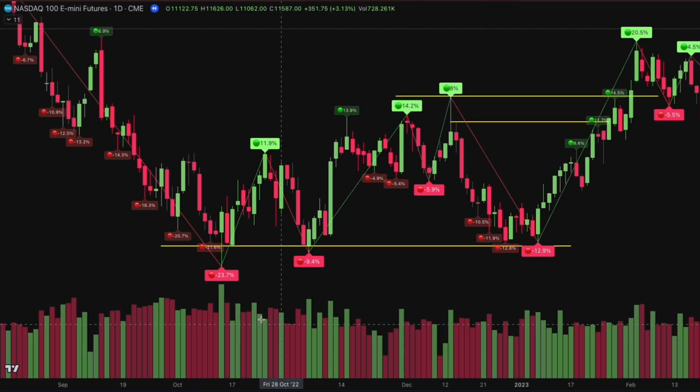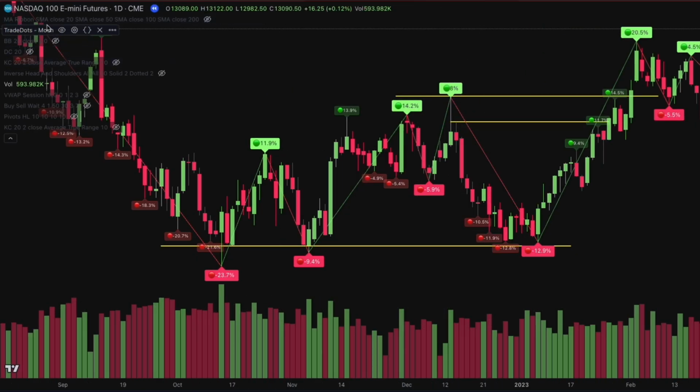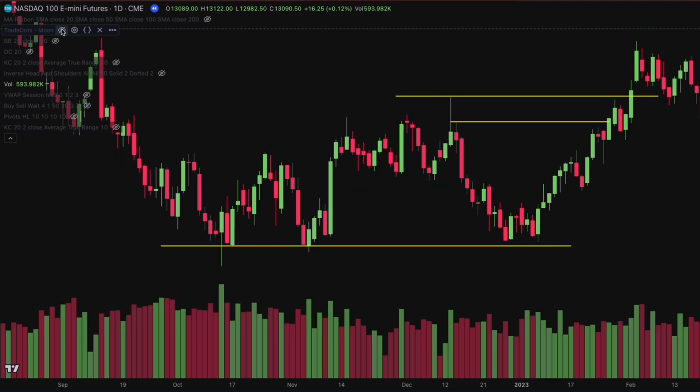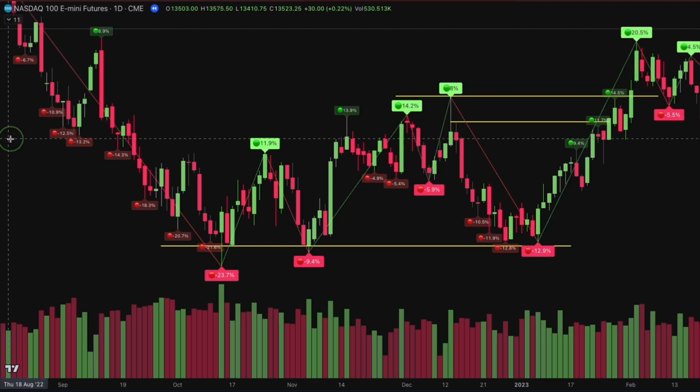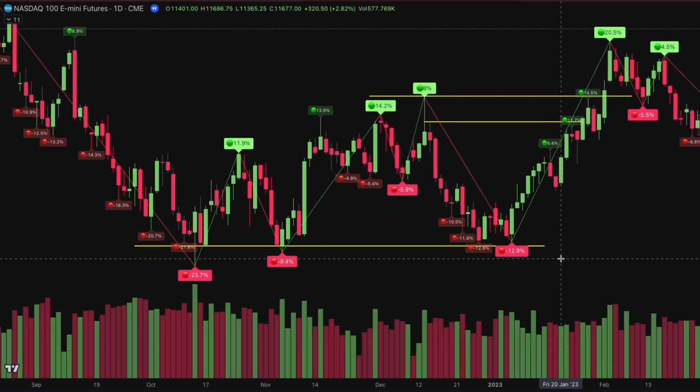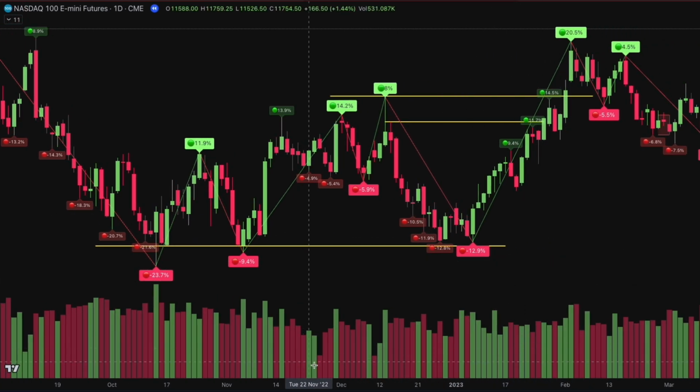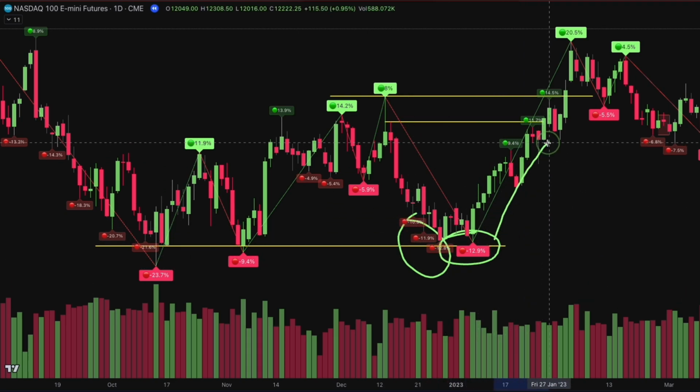Now, here are 3 extra tips to increase the win rate and profitability of this strategy. Tip number 1. Use the trade dots indicator for confirmation. This indicator labels reversal points on charts by analyzing the price action of the asset. If the current candlestick shows a trade dots label, you can be more confident in confirming it as a reversal point.